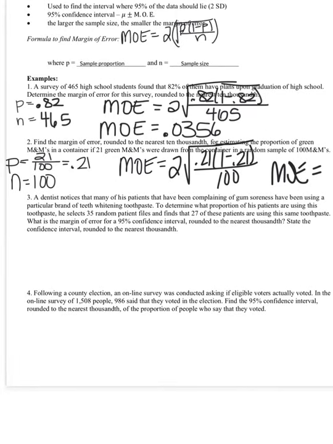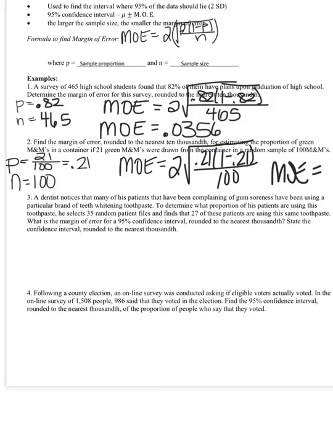Number 3. A dentist noticed that many of his patients that have been complaining of gum soreness have been using a particular brand of teeth whitening toothpaste. To determine what proportion of his patients are using it, he selects 35 random files and finds that 27 of these patients are using the same toothpaste. So here there are 2 questions. First, what is the margin of error for a 95% confidence interval? Just like what we did before, what's the margin of error?